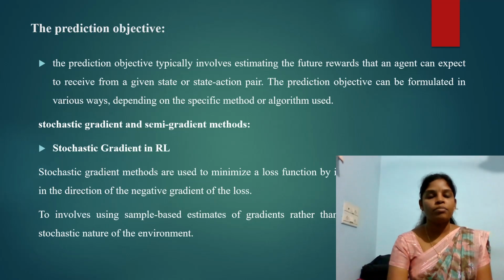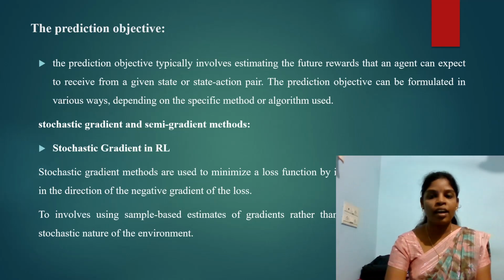The prediction objective typically involves estimating the future rewards that an agent can expect to receive from a given state or state-action pair. So the predictive objective is involved in estimating rewards to the agent, the expectation to receive from the given state or state-action path.